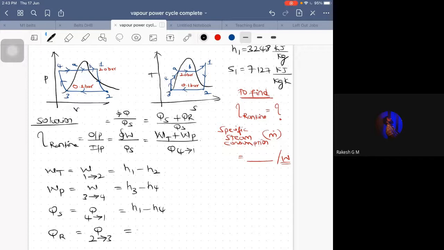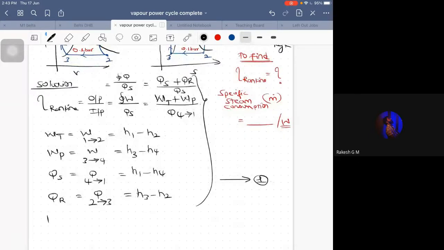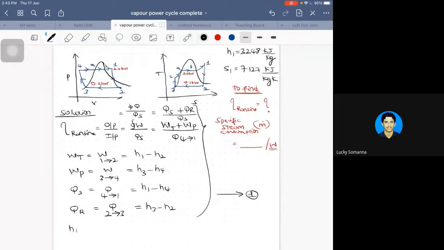So all these equations, I will take as equation number one for my convenience. What about that QR, sir? QR is nothing but the heat rejected.